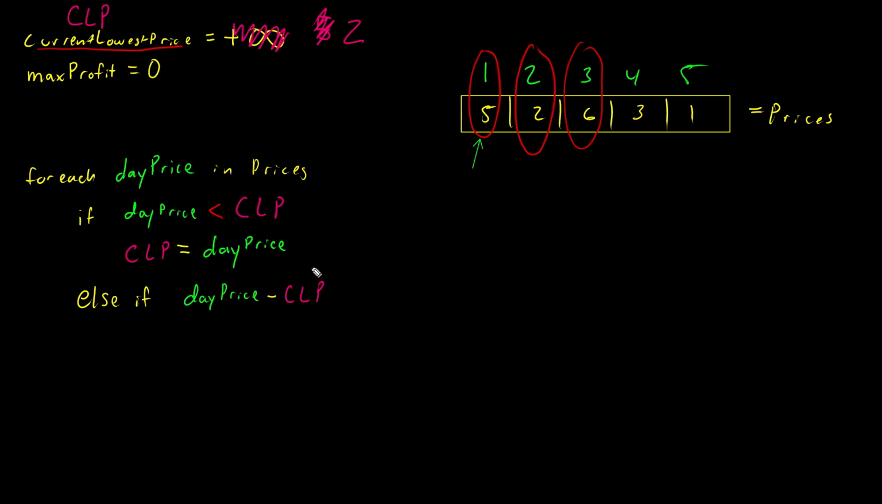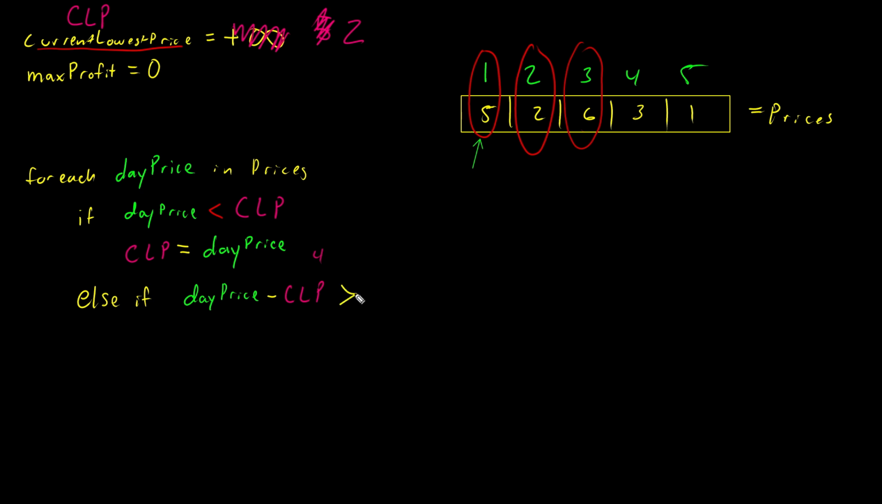So 6 minus 2 is 4, right? So we currently have 4. If we sold now, we would make $4, right? If we bought on day 2 and sold on day 3, we would make $4. 6 minus 2, right? We bought at 2 and sold at 6. We would make $4. But we'll have to check and see if that is greater than our max profit.